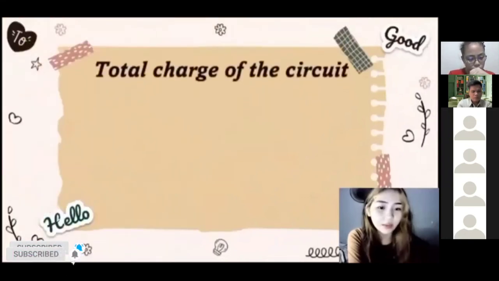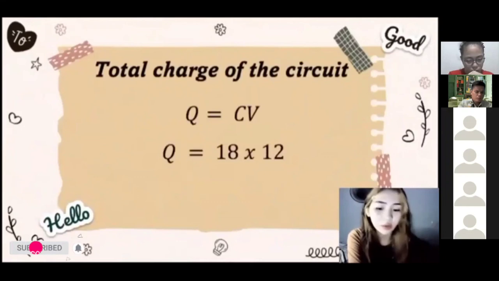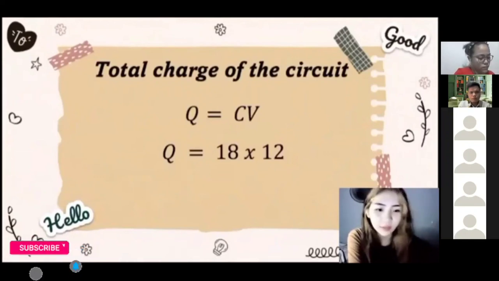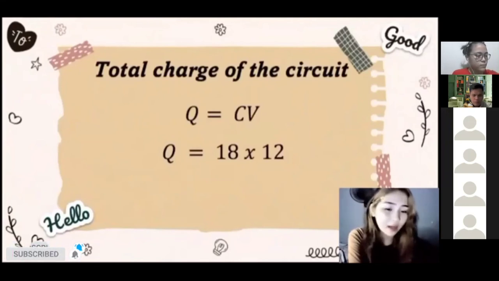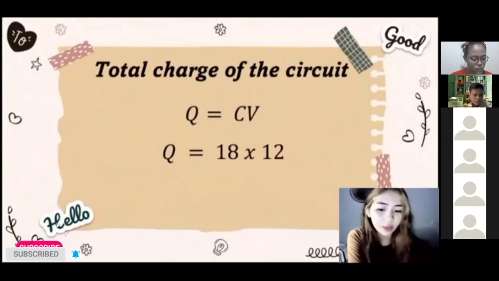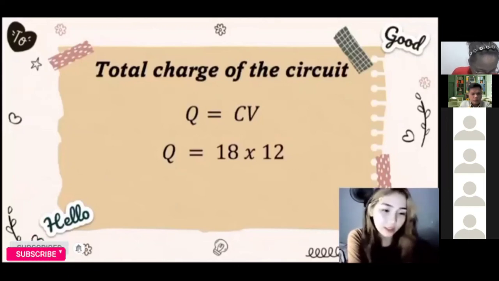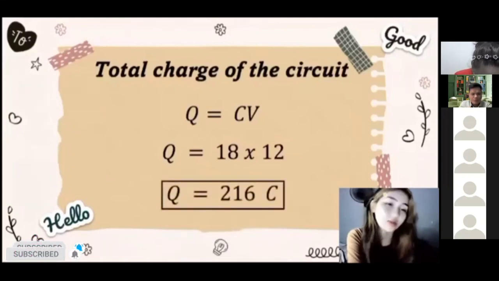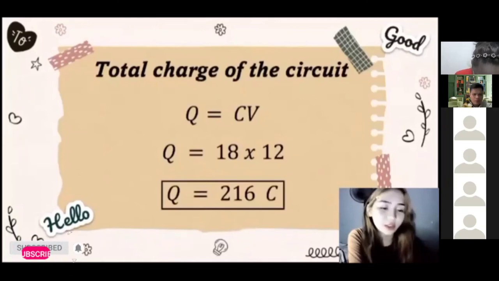Next, we need to calculate the total charge of the circuit using this formula. Yan. Q is equals to C times V. So, sa na-calculate natin kanina, ang nakuha nating total capacitance is 18. So, that will be 18 times 12, the voltage. Yan. Yung 12 is yung voltage. So, we'll get 216. So, 216 is our total charge.